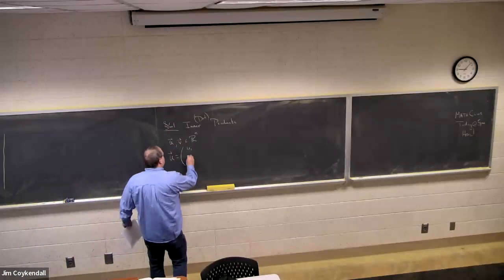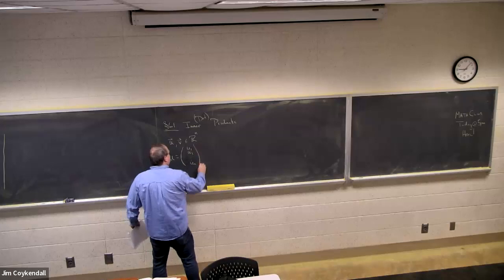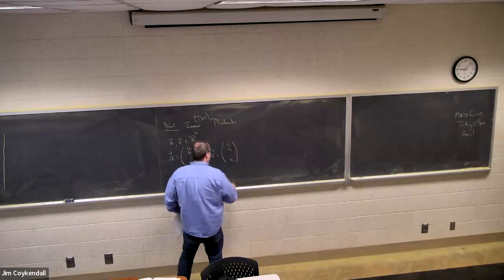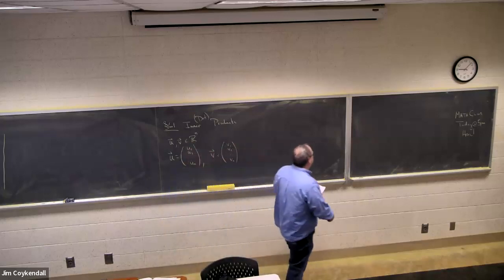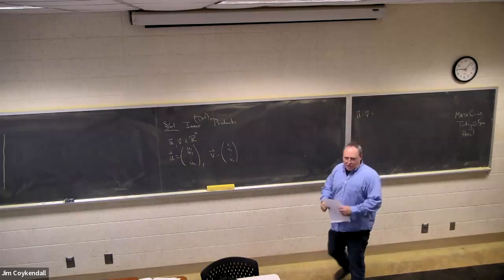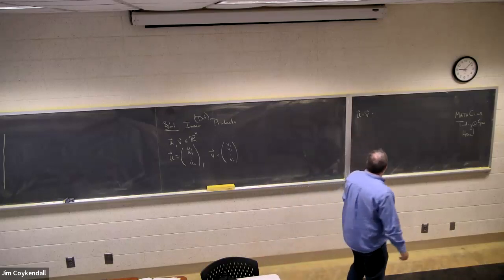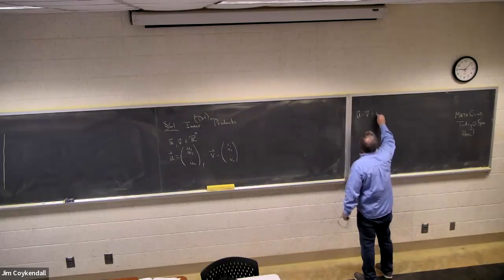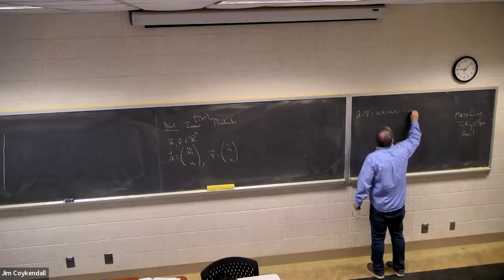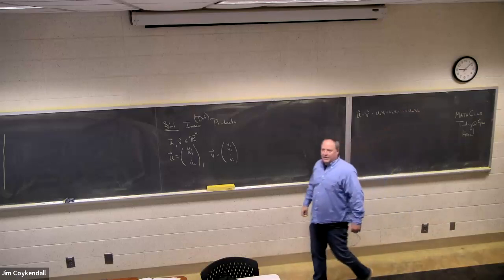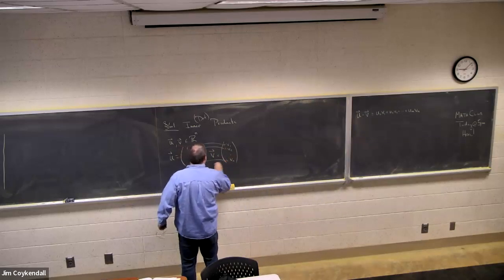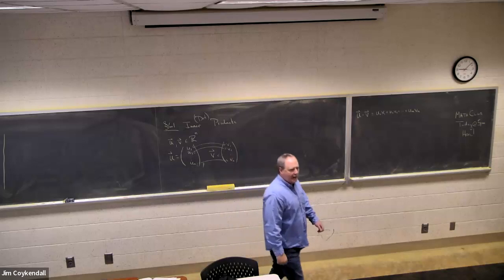Suppose that U is (u1, u2, up to un), and V is (v1, v2, up to vn). We're going to define U dot V. This is an inner product. Here's what you do: you just multiply the coordinates successively together and then add them up.